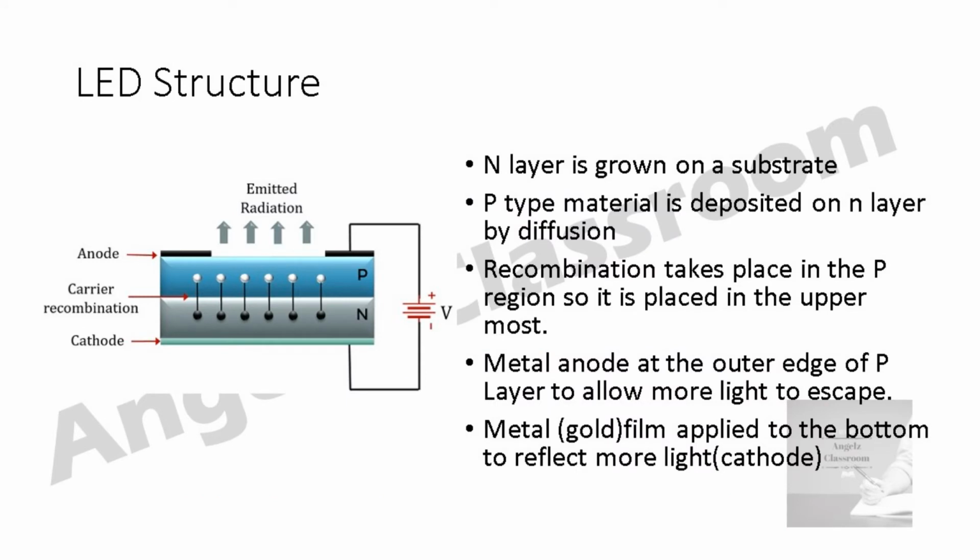Now the LED structure. The N layer is grown on the substrate, as you see in the diagram. Here is the N layer and it is grown on a substrate. The recombination takes place in the P region, so it is placed in the uppermost layer. The metal anode at the outer edge of the P layer allows more light to escape.